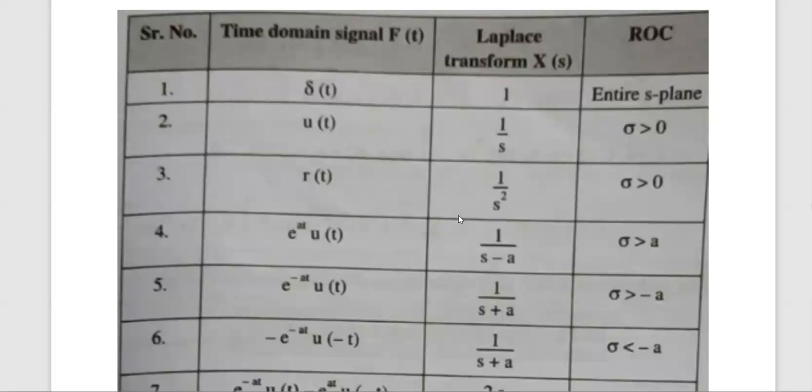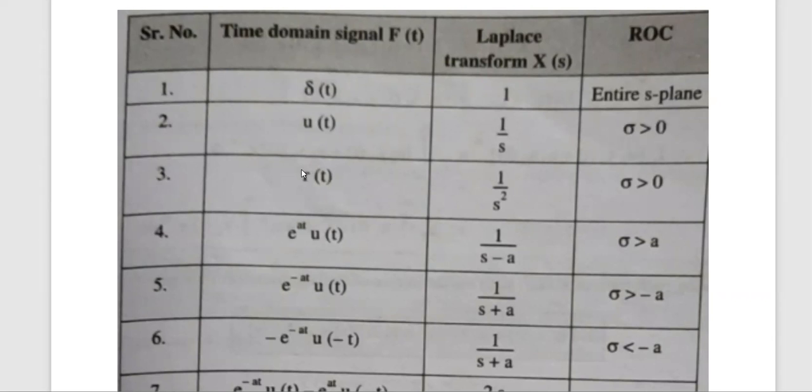So I will explain. These are the Laplace transforms of some standard signals. You have to remember them, with the ROC values. So delta of t, the impulse signal, the Laplace transform is 1. ROC is the entire s plane. Using this, you may receive questions. And u of t, the unit step signal, the Laplace transform is 1 by s. And the ROC is sigma greater than 0. That is, sigma means the real part of s. Okay, sigma greater than 0.